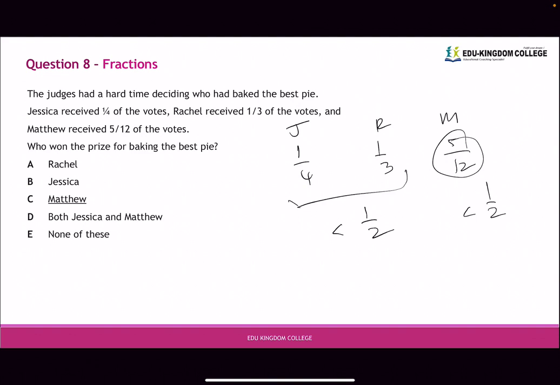But if you want to use a lowest common multiple, okay, lowest common multiple is 12. Okay, so making 1 over 4 12, it would be 3 over 12. Making 1 over 3 12, it would be 4 over 12. Matthew is 5 over 12. So Matthew has 1.